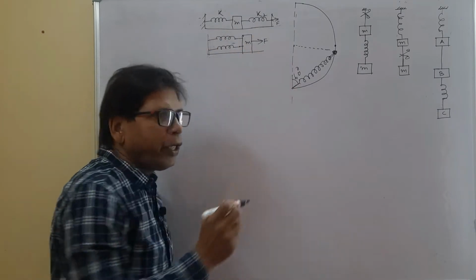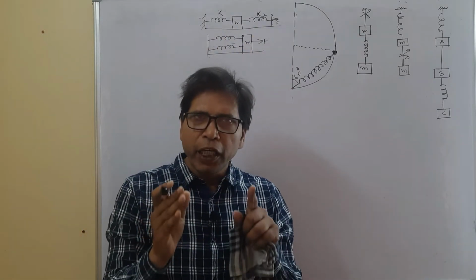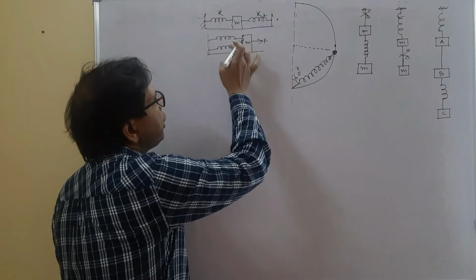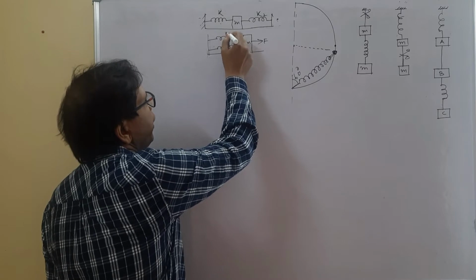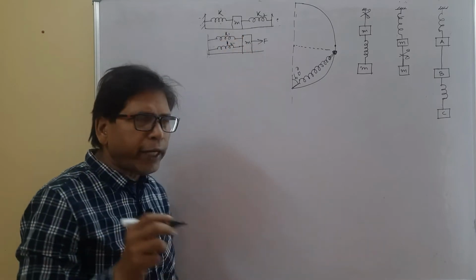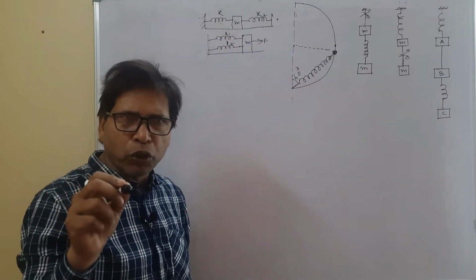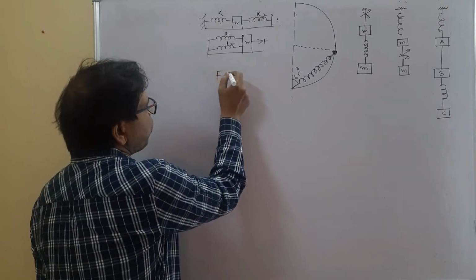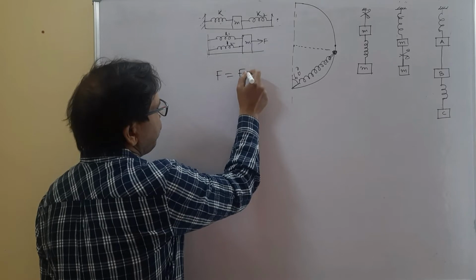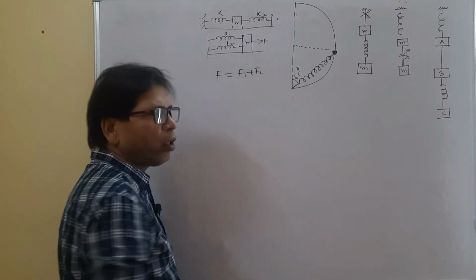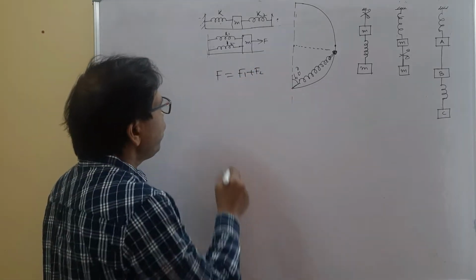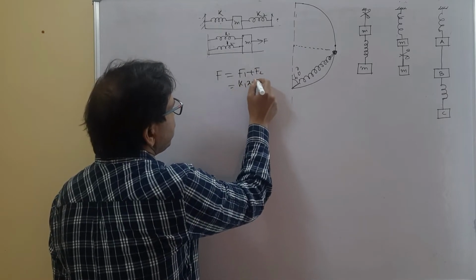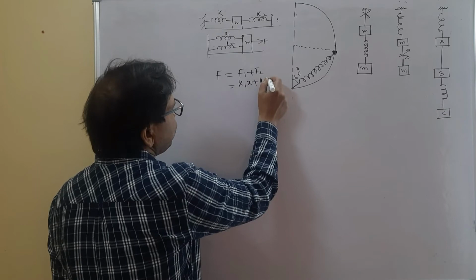Look at this. In parallel combination of springs, the elongation of each spring becomes the same. A force is divided between the two springs k1 and k2. Suppose the force acting on the spring having force constant k1 is F1 and on the other spring is F2. So F becomes F1 plus F2. Now F1 equals k1 into x and F2 equals k2 into x.